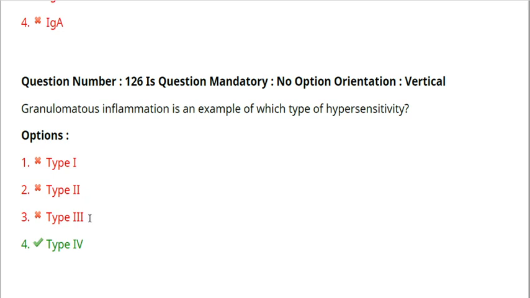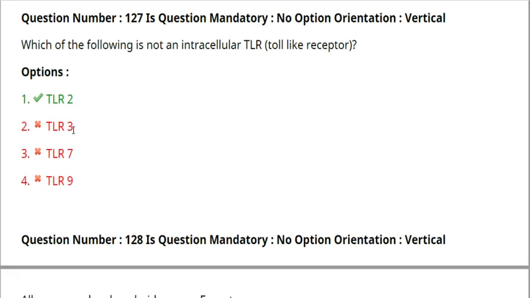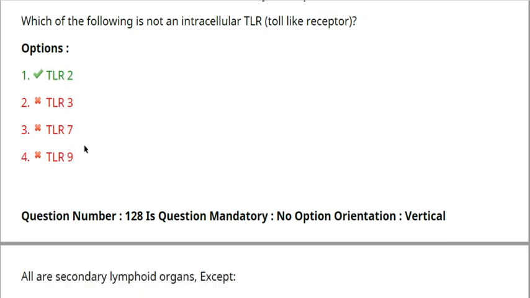Next, type 3 reaction examples include rheumatoid arthritis, and type 4 include granulomatous infection, type 1 diabetes, multiple sclerosis. Which of the following TLR is not intracellular in nature? Only TLR2 is not intracellular, whereas the rest, TLR3, TLR7, TLR9, are intracellular in nature.